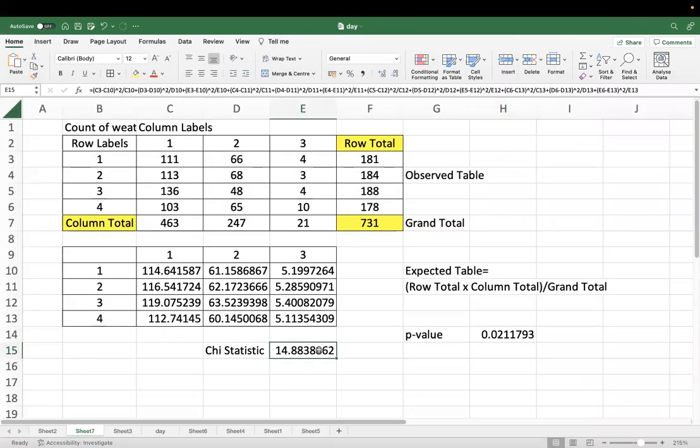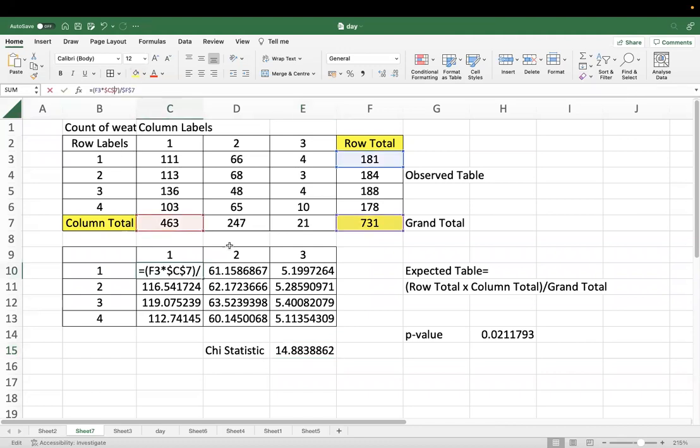I showed you the chi-statistic calculation, which is a little bit complex, but this is the formula which we use. Row total divided by column total multiplied by grand total. Just look at the formula. We are dragging the formula vertically, so we are fixing the column total. If you are dragging the formula horizontally, we will fix the row total. Okay, so you can do the calculation.